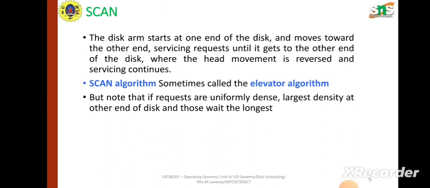The SCAN algorithm is also called the elevator algorithm. In this, the requests may be in any sequence, right? If the head starts its movement, it will completely traverse all the requests on one side, and after completing that end it will move towards the other side. This is the core concept of the SCAN algorithm. Let's see this with the given example problem.